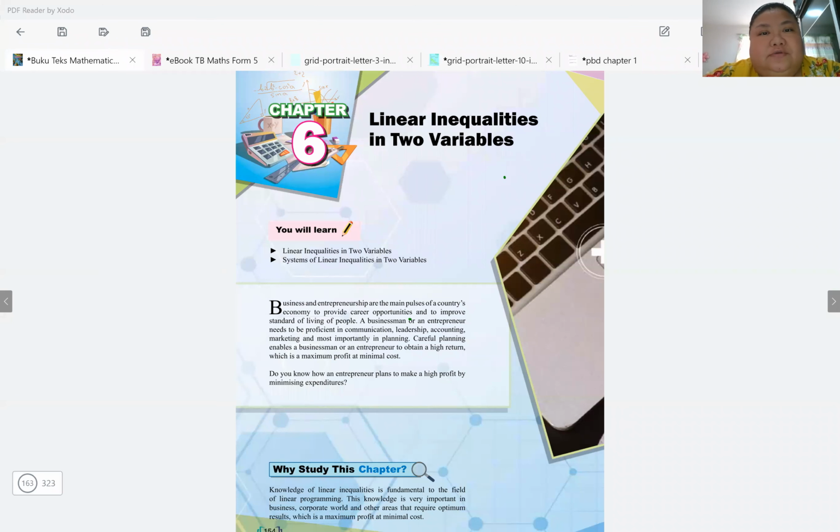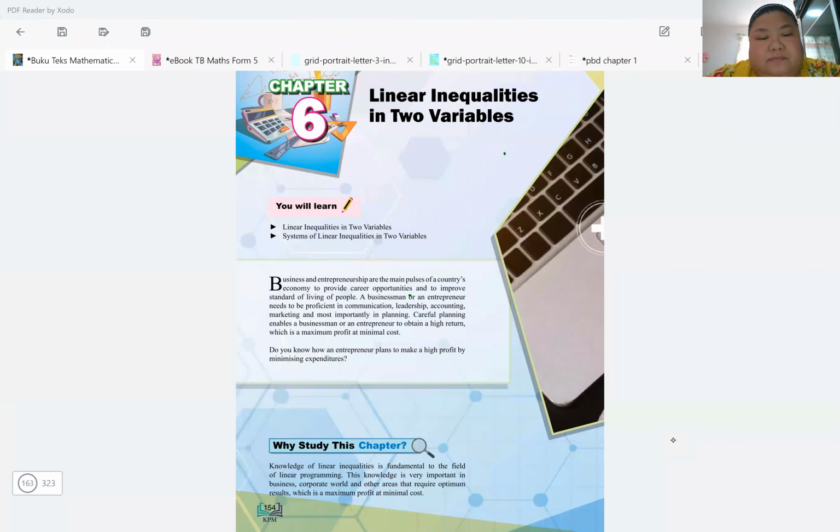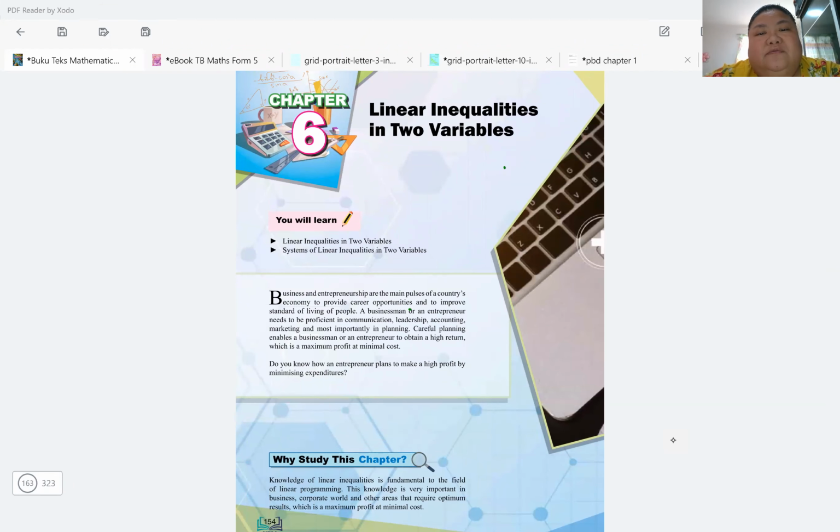Today we are going to continue with our next topic. It will be in chapter 6, linear inequalities in one variable. What do you understand about this topic? Let me share the screen first. You can refer to your textbook on page 154. So, linear inequalities in one variable.